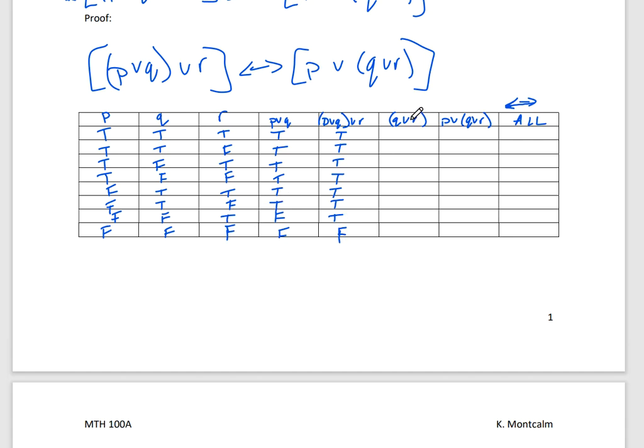So Q or R, so now I'm looking at these two columns here. Again, anywhere that has a true, so as we're going down, I'm going to have true, true, true, false, true, true, true, false. And then P or Q or R.